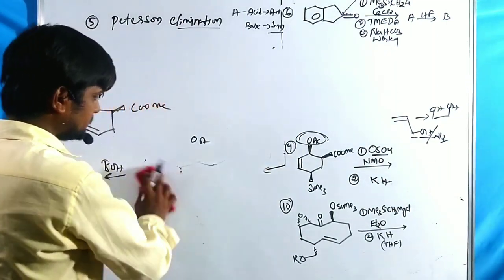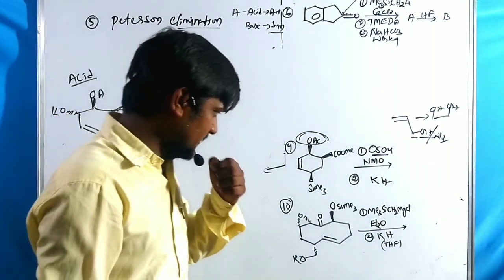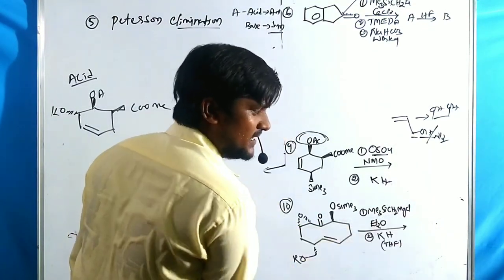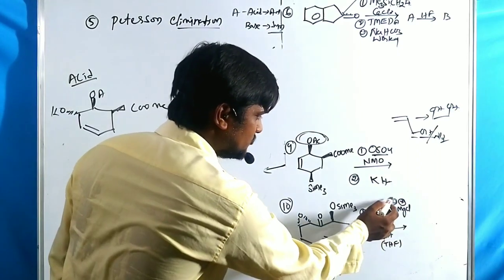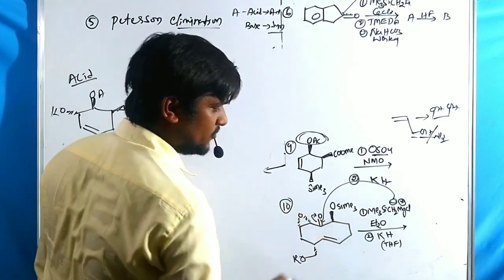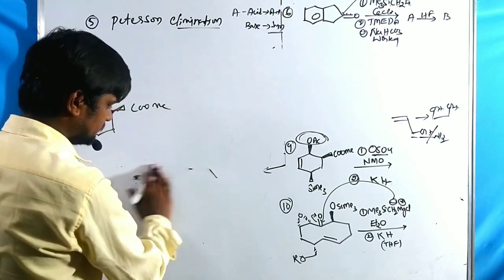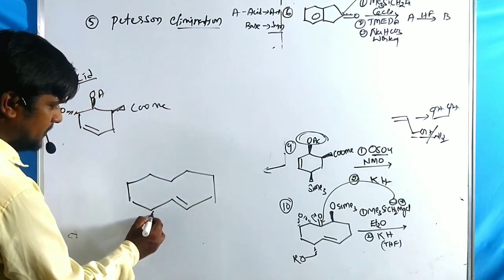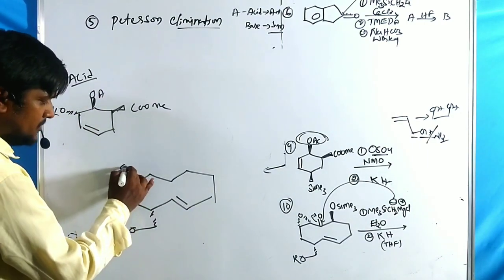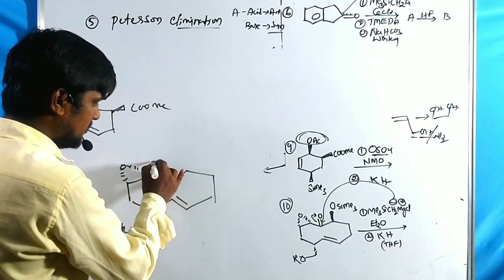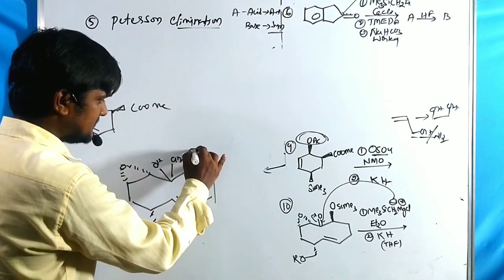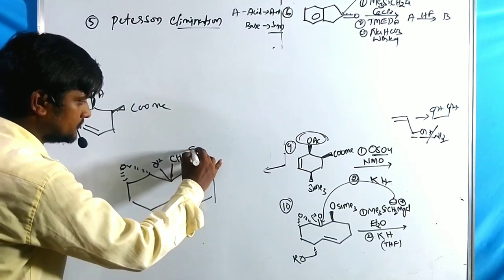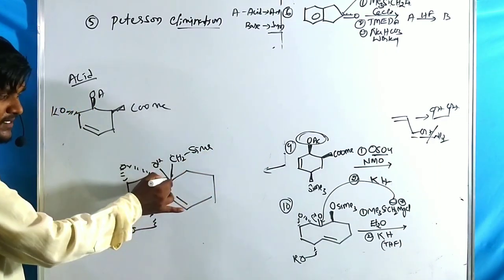Now the final example of Peterson olefination is here: trimethylsilylmethyl, CH2MgCl, that is a Grignard reagent, with the minus and plus charges. Our reagent attacks over there, then it creates the O minus. Here the epoxide, and now here OH as well as CH2SiMe3. Here is CH2SiMe3: the silicon-adjacent position is alpha, and the next adjacent position is beta.